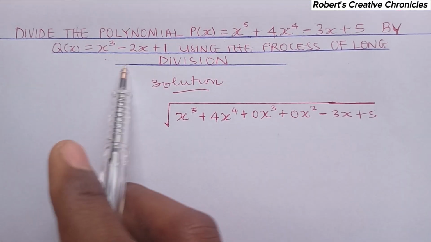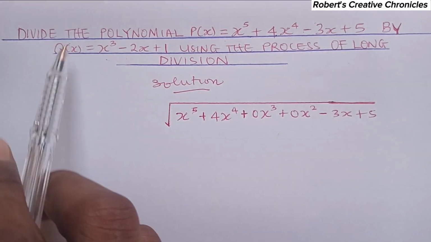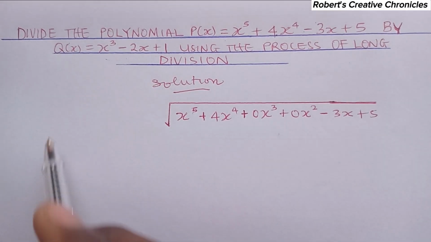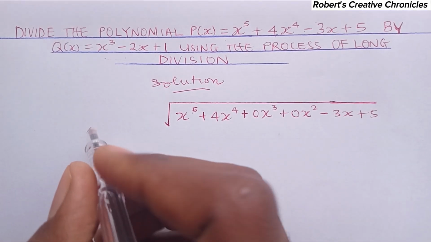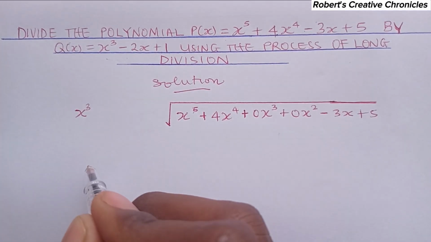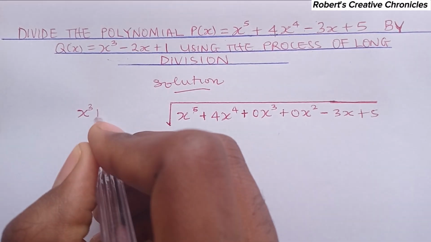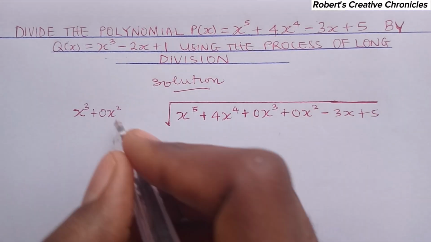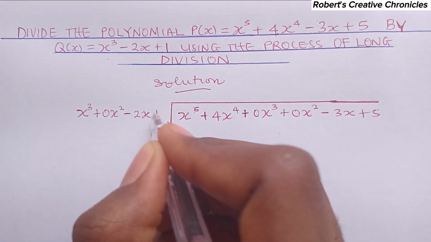So the polynomial that we are dividing by, that is the denominator, is called the divisor. So the divisor will be placed outside here. So it will be x cubed. There is no x squared coefficient, so we'll write plus 0x squared, minus 2x plus 1.